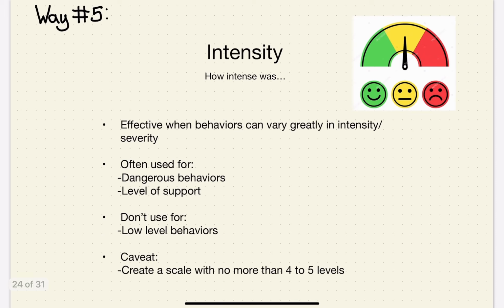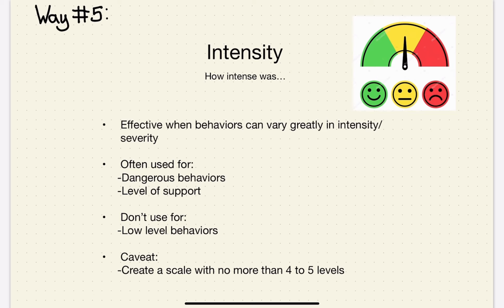Way number 5 is intensity. Do not see this as frequently, but this measures how intense any given behavior was. So it's really effective when behaviors can vary greatly in intensity or severity. Most often you'll use this for dangerous behaviors, or behaviors that need different levels of support, but you wouldn't use this for low-level behaviors. If they're all kind of near the same margin of concern, you wouldn't use this.